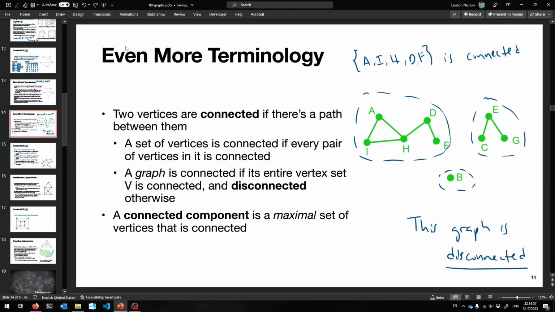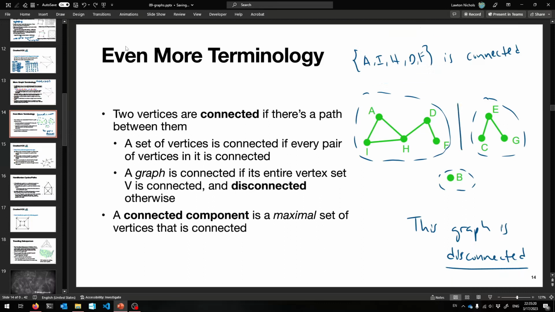So you could also have said the set without the F. Those are all connected. All these four are connected to each other. But F is along for the ride, too. It wants to play with the rest of those vertices. It's also connected to each of them. And so this set is a maximal set of connected things, and that's called a connected component. It's a maximal set of vertices that is connected.